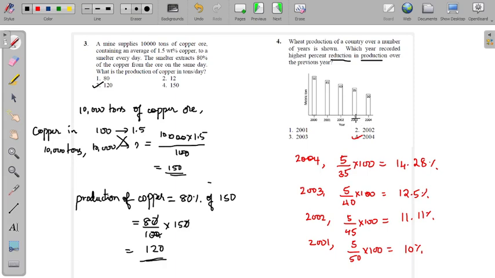Similarly, do it for 2003. Reduction is 40 minus 35, 5, over the previous year, 2002, whose production is 40, into 100, that is 12.5 percent. In the same way, if you do it for 2002 and 2001, we will get these values. We want the highest percent reduction, that is for 2004. The fourth option is the answer.